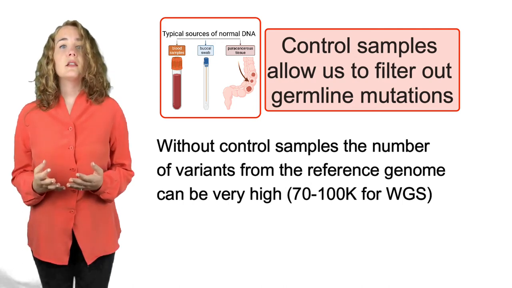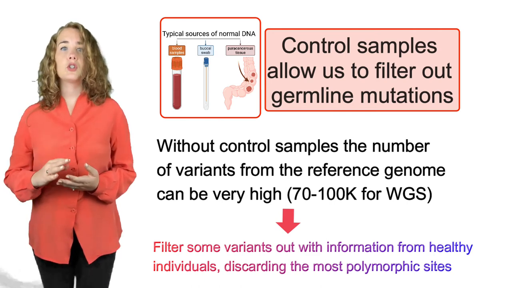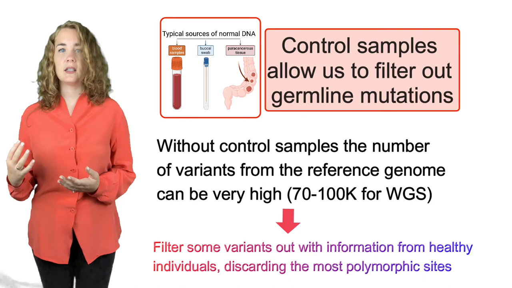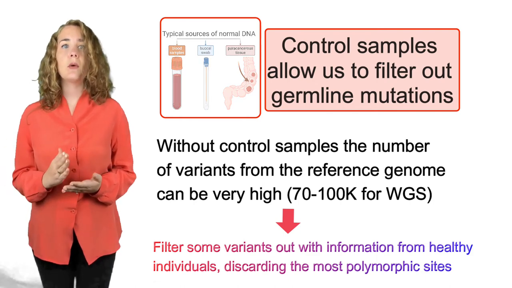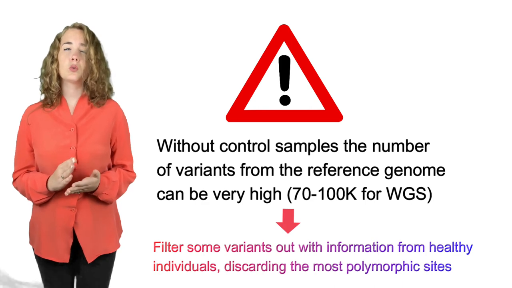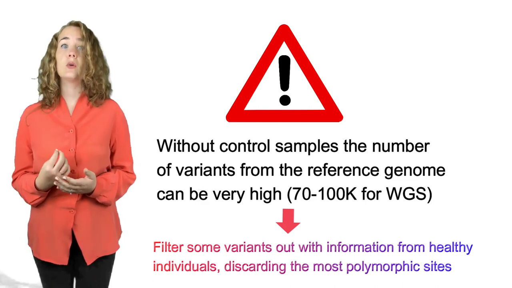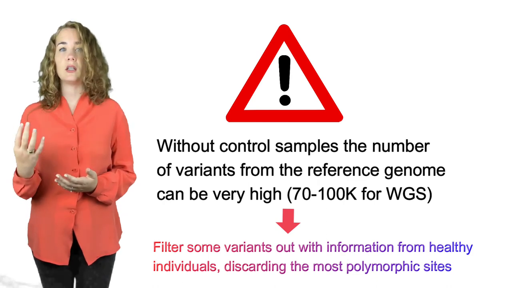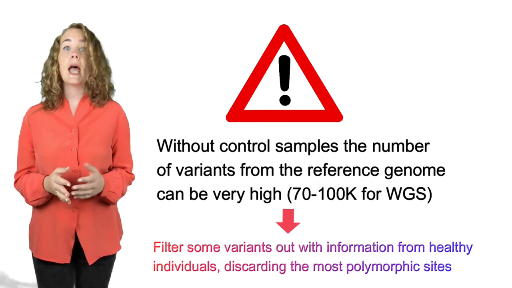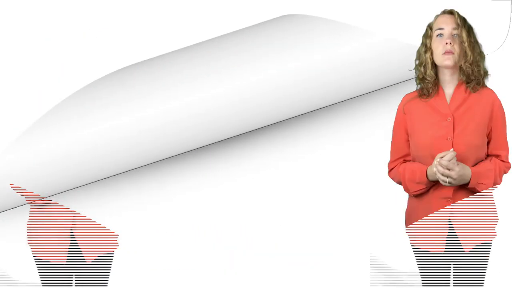In these cases, we can filter at least a fraction of them with information from a broad population of healthy individuals, discarding the most polymorphic sites. However, this approach should be used with care, as well-known cancer driver alterations are found in genes which are frequently mutated across the population and would be discarded with this approach.